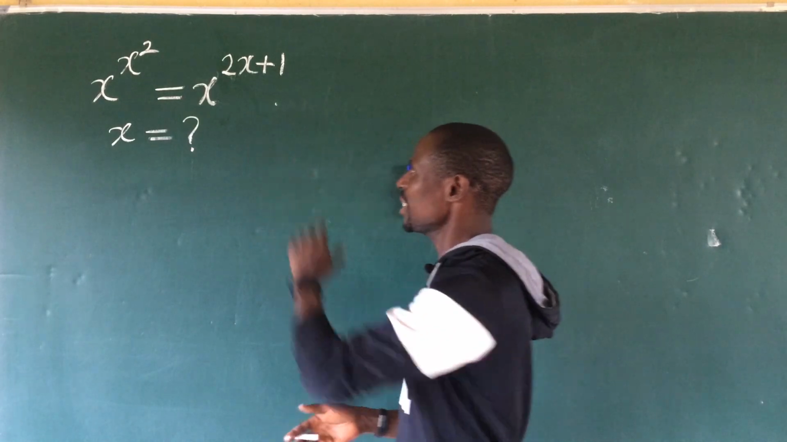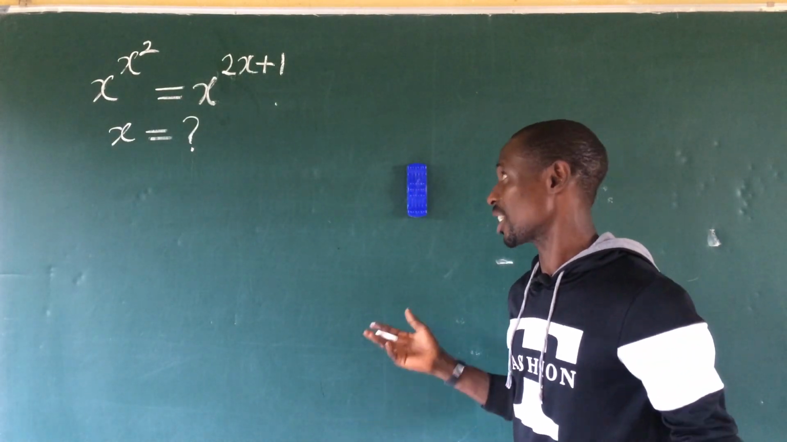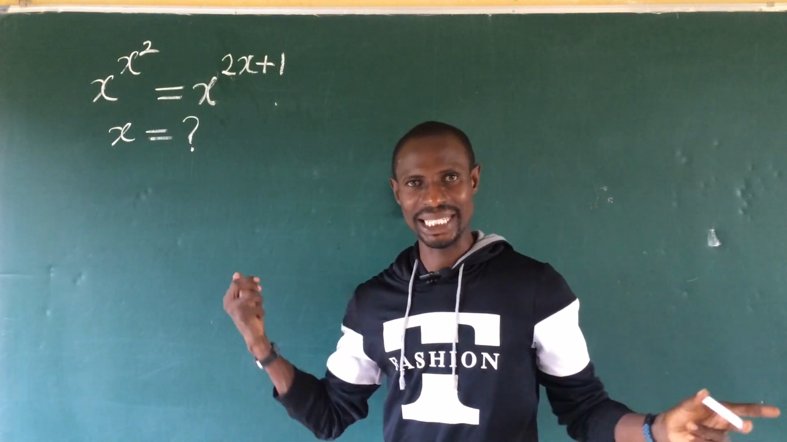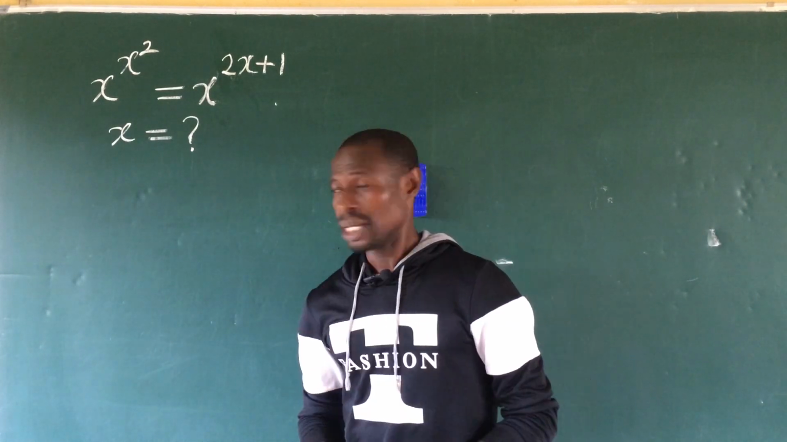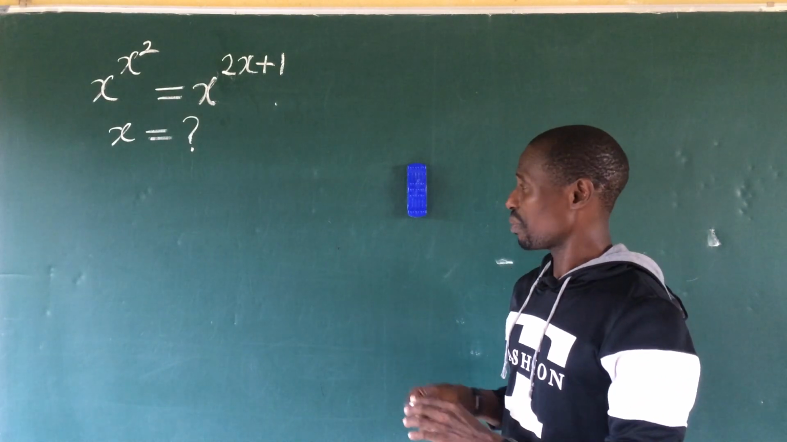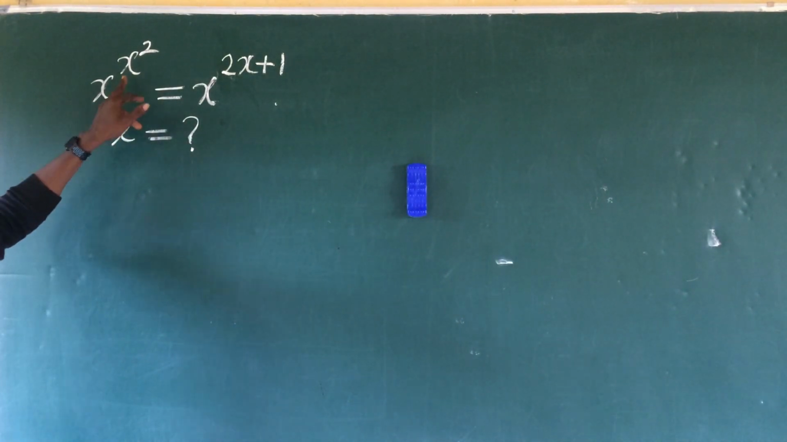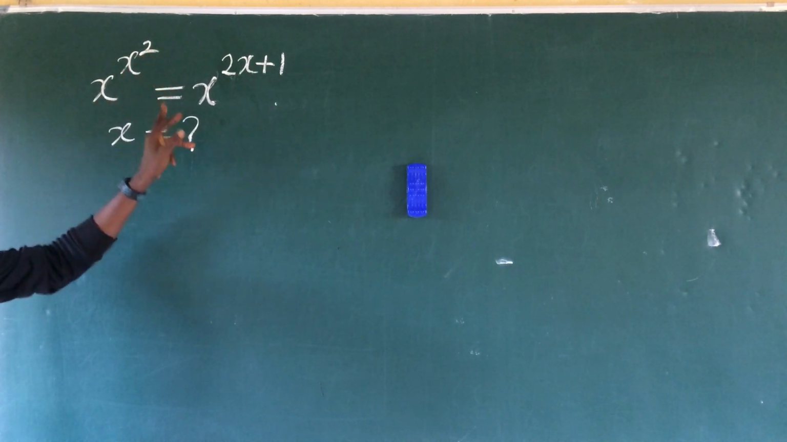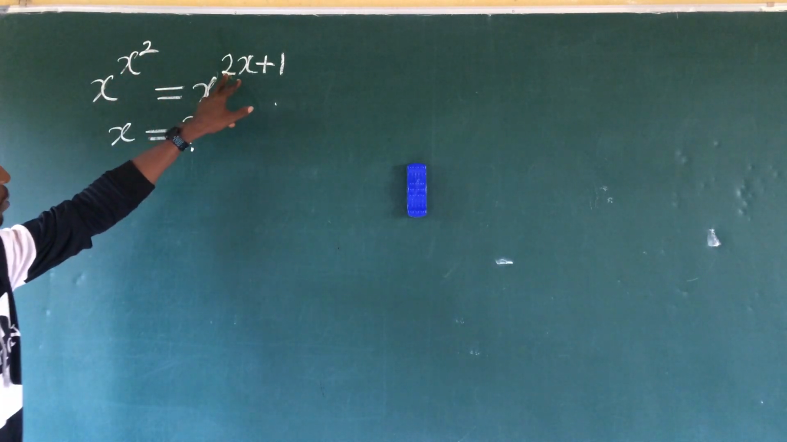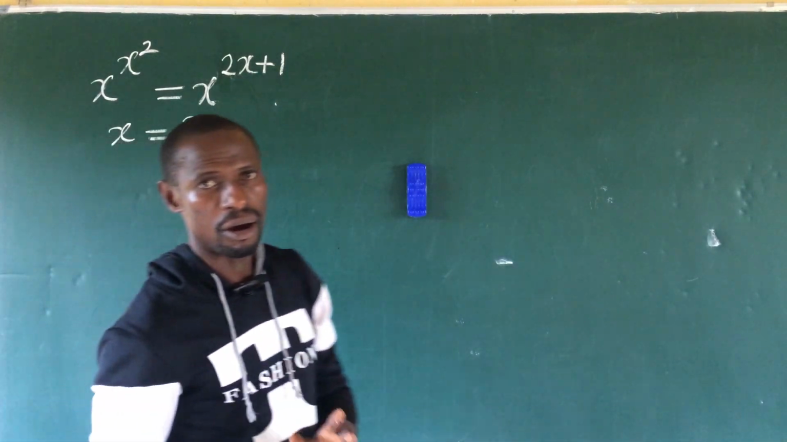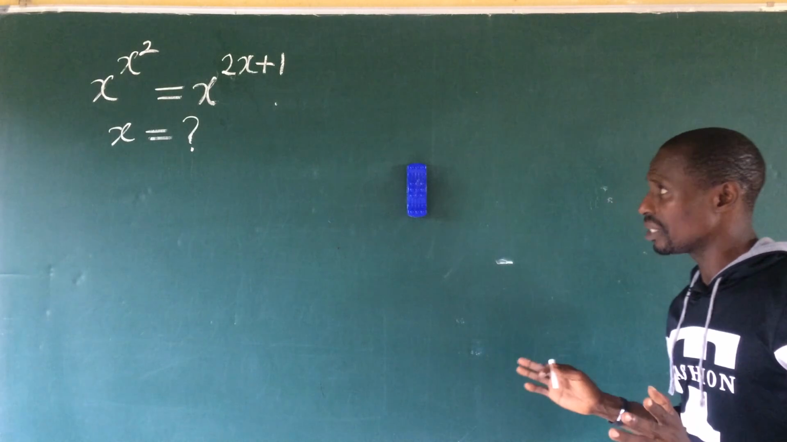Again, we have a challenge on the board, and it's an exponential equation. The question is very simple, but there's a reason why I decided to bring this challenge. The question is x to the power of 2 equal to x to the power of 2x plus 1. What then will be the possible value of x, or the possible values of x?